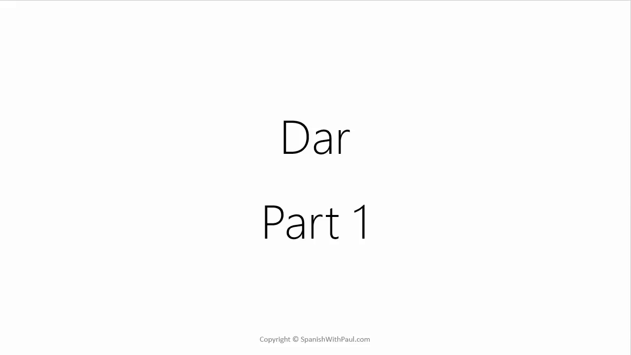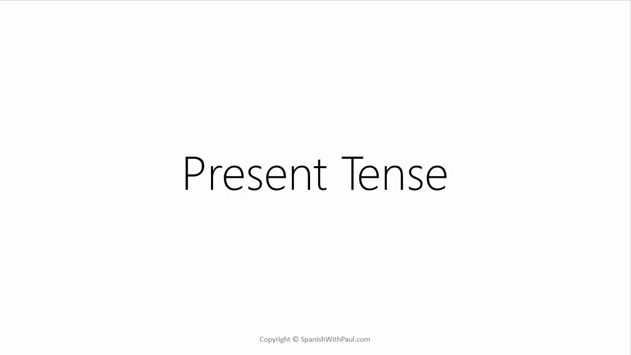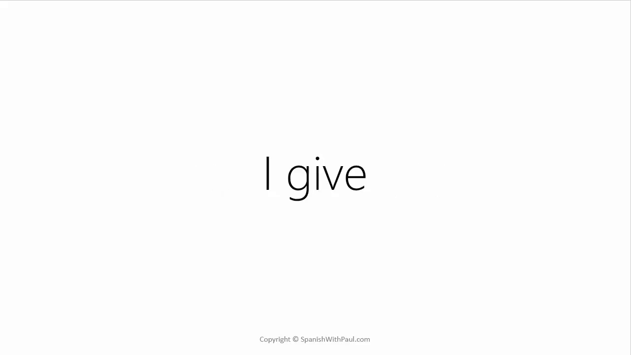The next irregular verb that we'll look at is dar. Dar means to give, and this one comes just inside the top 10 at around position number 9. So first of all, let's have a look at how we would use the present tense. To express I give would be simply doy. Doy means I give.